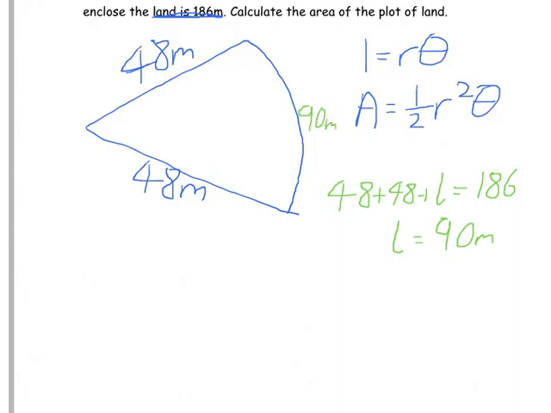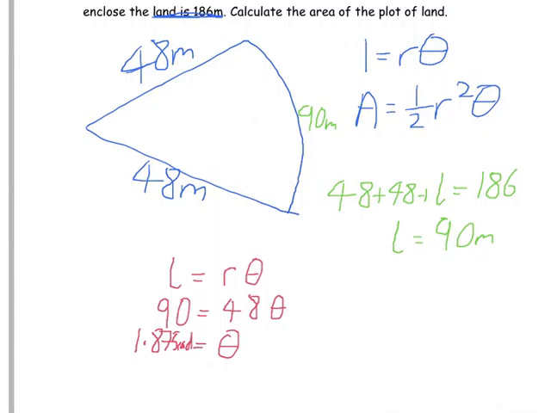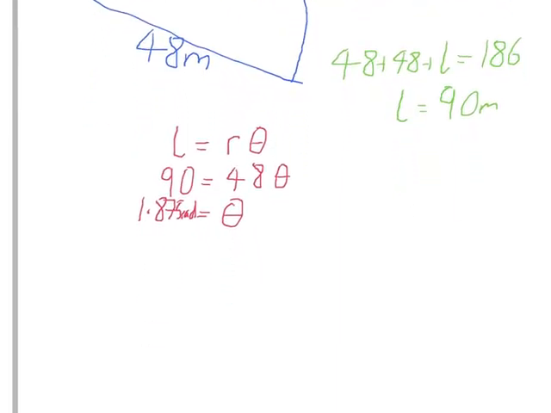So we now know what the arc length is, so we can use the top equation to find out what theta is. So length is equal to the radius times the angle subtended. Well, we know that the arc length is 90, and we know that the radius is 48 times the angle, and if we divide 90 by 48 we can find that the angle is 1.875 radians, so rad.